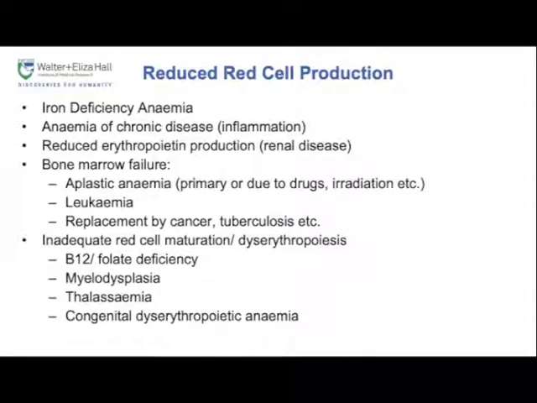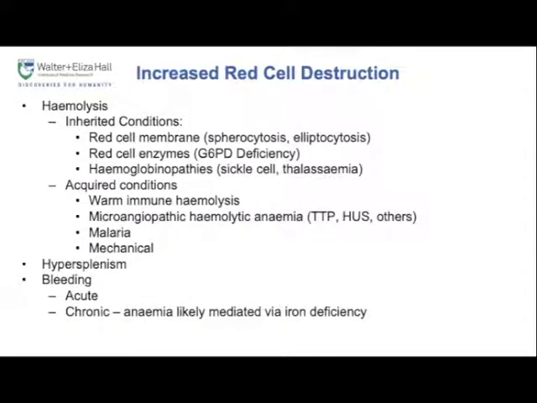And it can also be because of inadequate red cell maturation, or what we call dyserythropoiesis. Here, whilst the bone marrow is trying to make the red blood cells, they just don't mature properly, and so they're not functional. You see that in nutritional deficiencies such as B12 and folate deficiency, in myelodysplastic syndromes, which are a precursor to some forms of acute leukemia. You also see it in genetic conditions such as thalassemia, and also in a relatively rare genetic condition called congenital dyserythropoietic anemia, CDA.